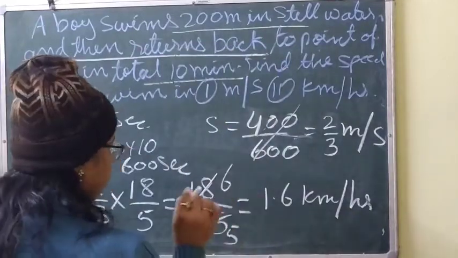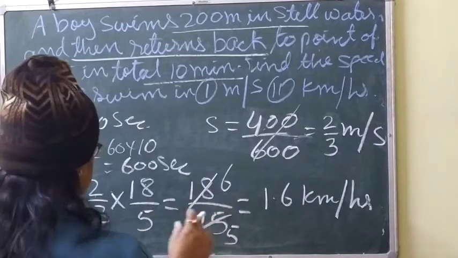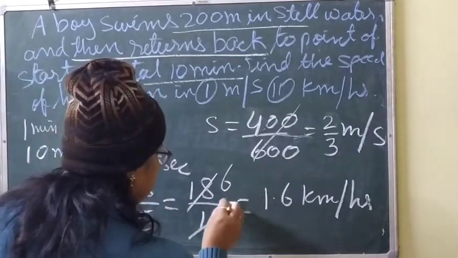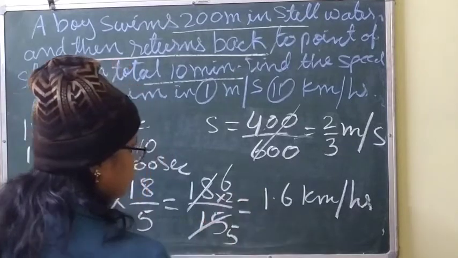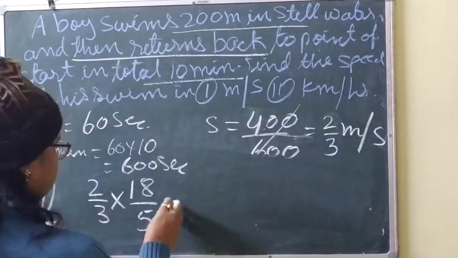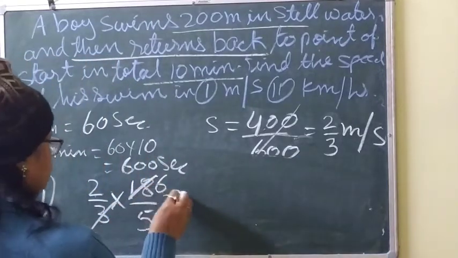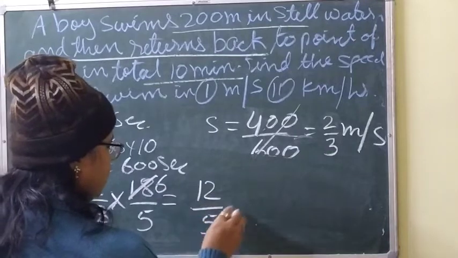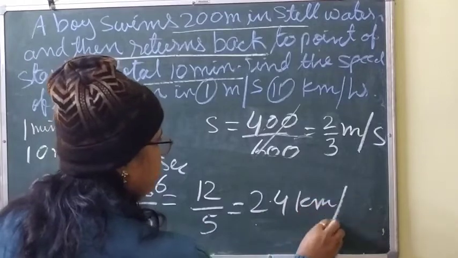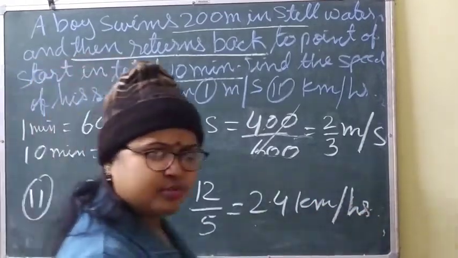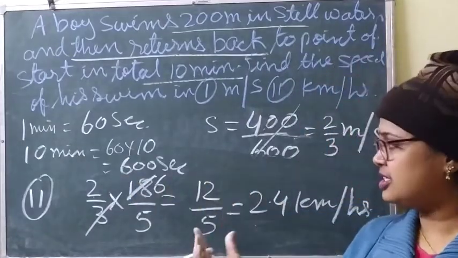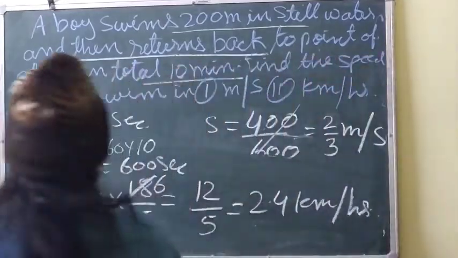So the process is the same, only we have to change certain numbers. So here it is 2 by 3, and you multiply by 18 by 5. Let's do it once again, no problem. 3 6s are 18, 12 by 5, 2.4 kilometer per hour. Nothing much, because the process is the same. Now it is clear. Now let's do the next question.